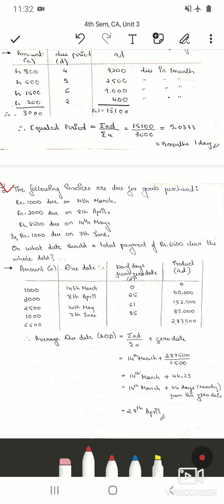So in this question they have given due dates and the amounts of the bills, and they have asked to find out the average due date to make the payment of rupees 6500. The 6500 is nothing but the total amount of all the bills. So when you see such questions, don't get confused, just the way of asking the question is different.